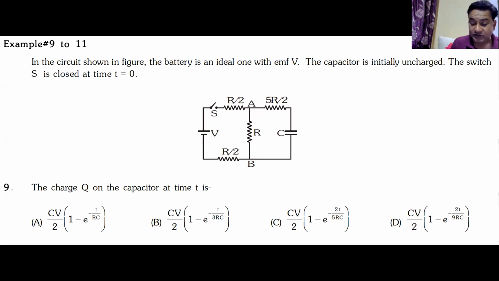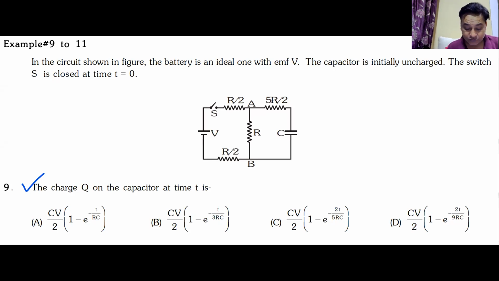You can calculate this. Please draw the circuit. Same question we have done before, right? Yes, sir. So that is question number 1. Just write the values of the resistances: R by 2, R by 2, R and 5R by 2. This is how the question is.